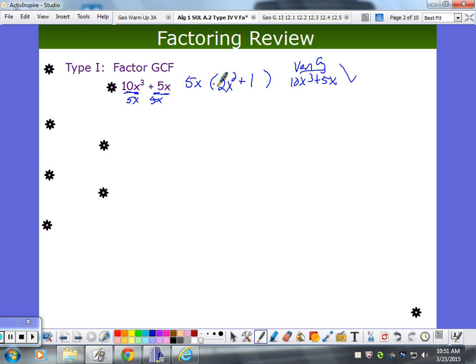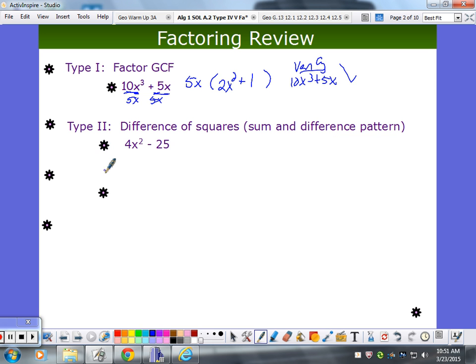The other thing you should do is look in here and say, can this be factored further? I don't see any other GCF in case I didn't take out the bigger one. It's not a difference in squares, and it doesn't look like type 3, which is all I know how to do yet.